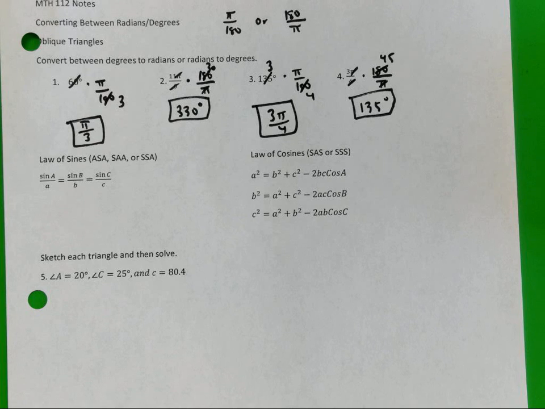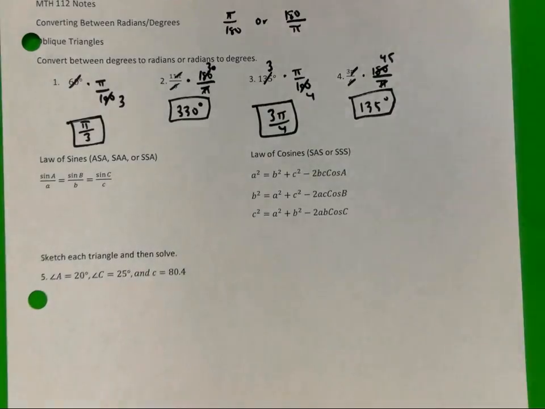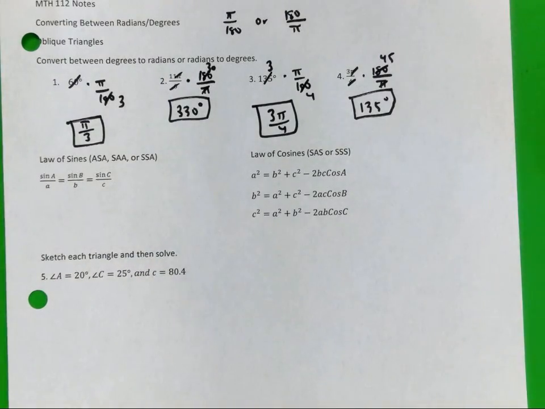Now, law of cosines, the only thing I like about law of cosines is you have to start off with this formula one time, one of these formulas, doesn't matter which one. But after you do it one time, you can use the law of sines for the rest of them, okay? So let's look at the first one. Always draw a picture. It says sketch each triangle and then solve, okay?